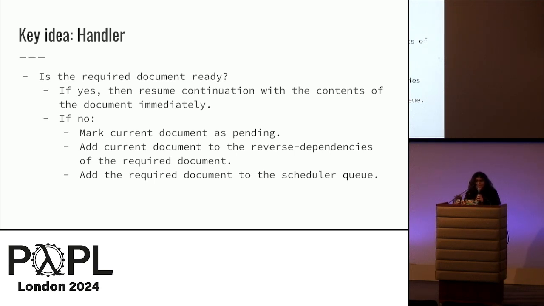If the document isn't ready, you want to mark it as pending so you don't accidentally say this document is ready when it's not. And then you want to add the current document to the reverse dependencies of the required document. Reverse dependencies is just a way of saying what depends on me, not what do I depend on. And finally, you add the required document to the scheduler queue, and that's just running. So in the background, at some point, hopefully, it gets checked.